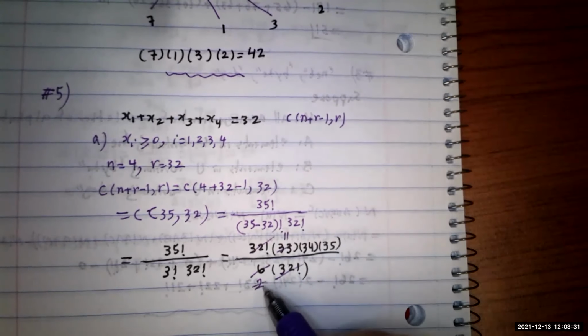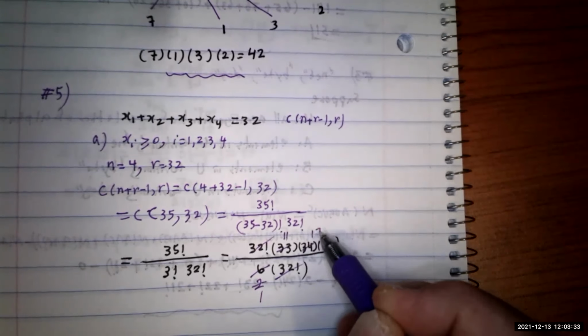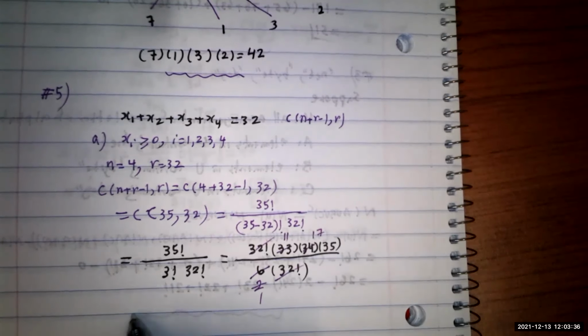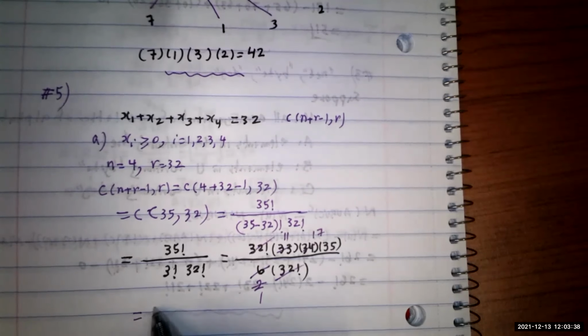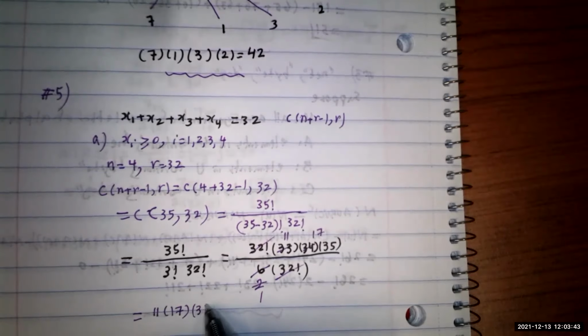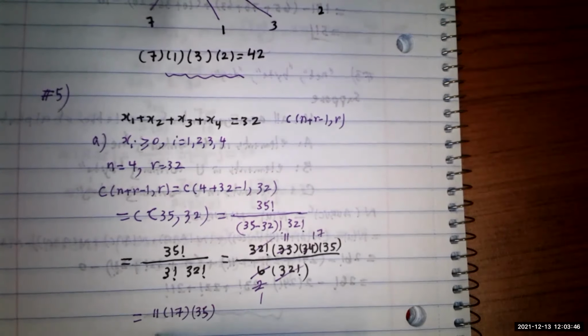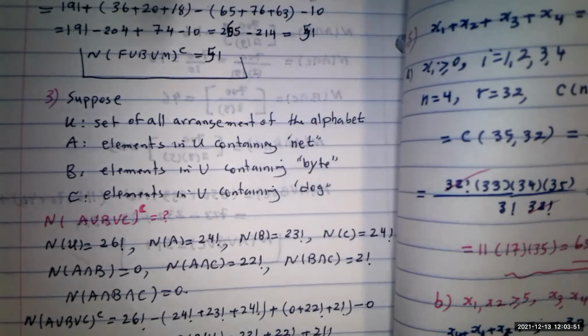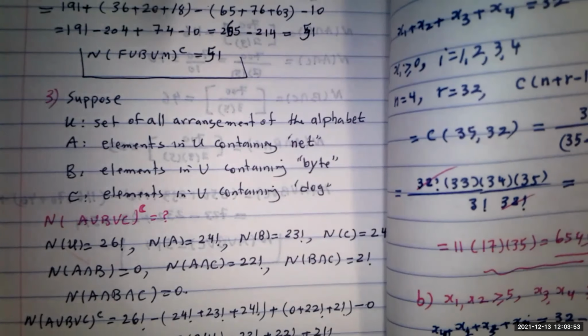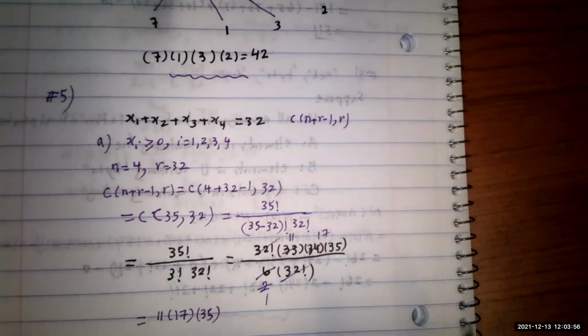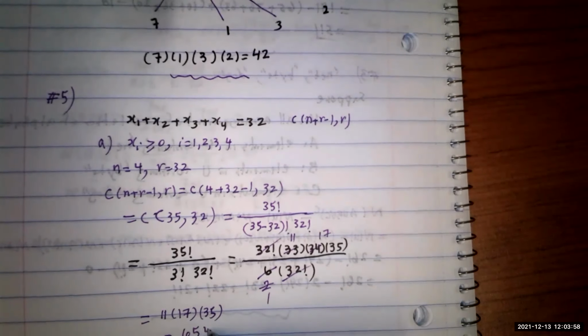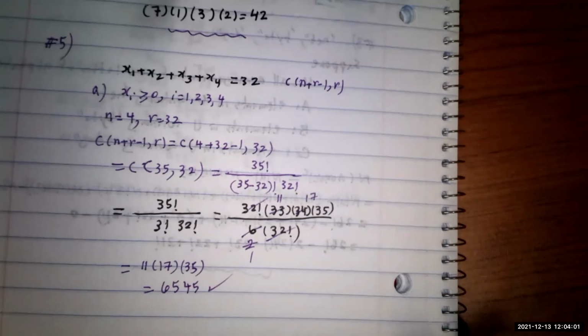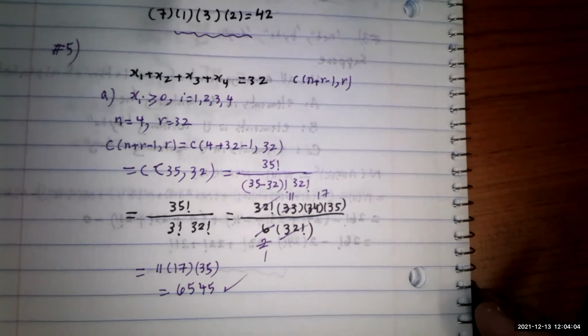And by 2, this is going to be 1, and that would be 17. So the final answer is going to be 11 times 17 times 35. Okay, so this is going to be, I think, 6,000 something. This is going to be, yes, 6,545. 6,545. These are going to be the number of the solutions that you can have. Okay, any question?